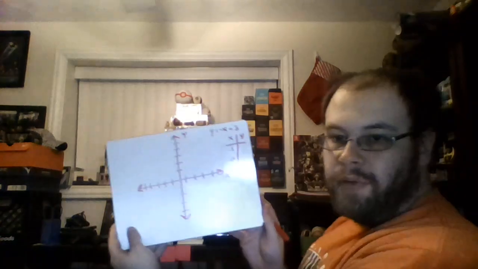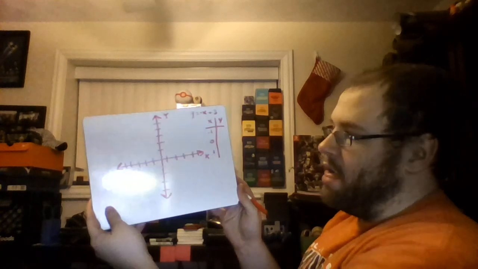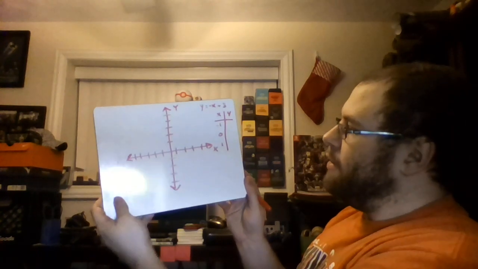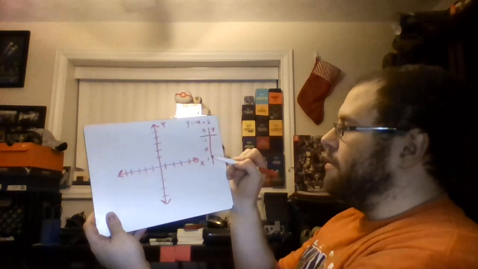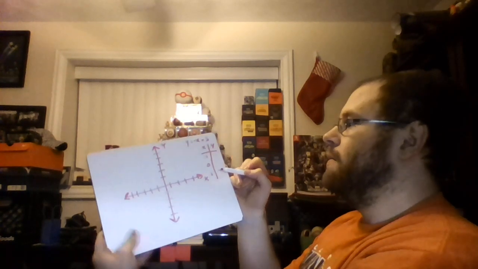Here I've got another problem. We've got y equals -x plus 3. Sorry, my marker was being a little meh. It didn't look super great. But we're going to do the same thing. We're going to use -1, 0, and 1 as our points, and we're going to plug and chug and figure out what our y values are.